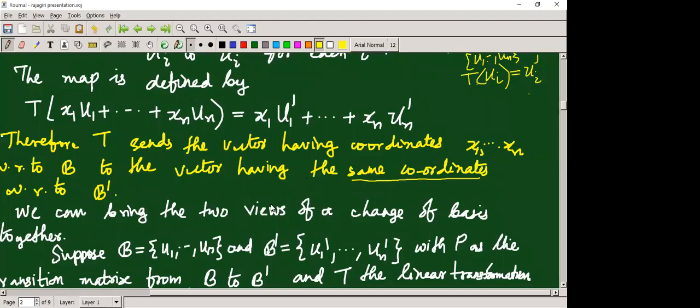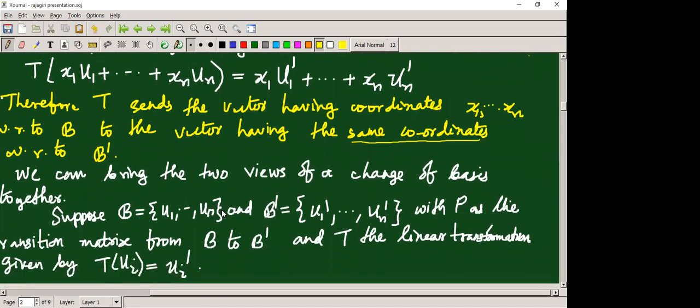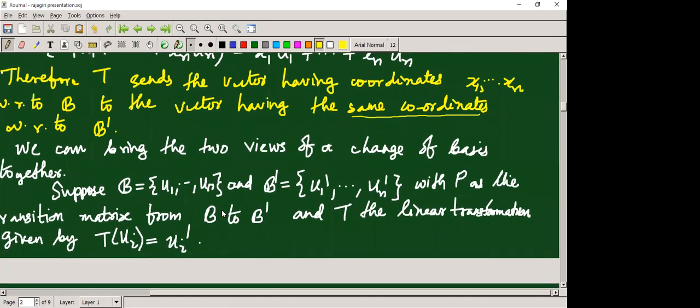So we can bring the two views of a change of basis together. The first one is renaming the vectors. The second one is in the sense of a linear transform. So we can combine these.